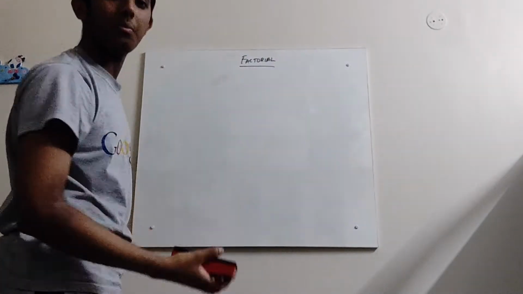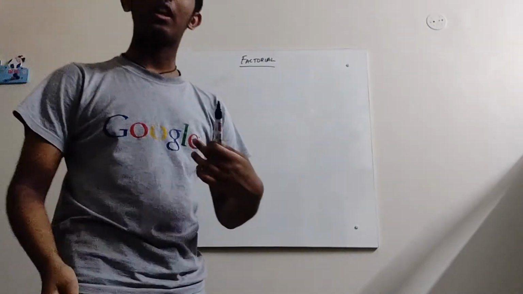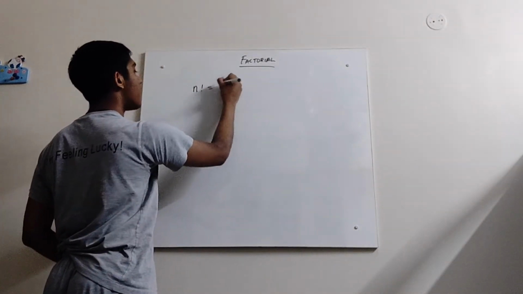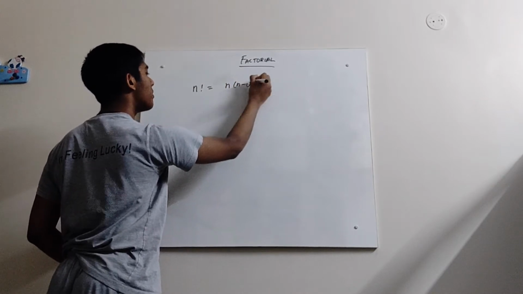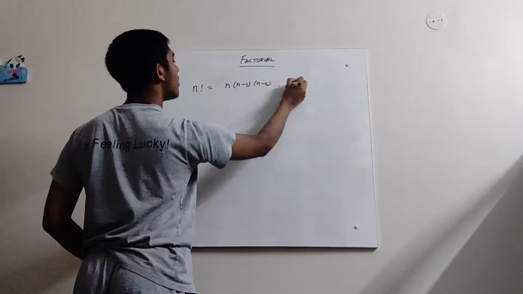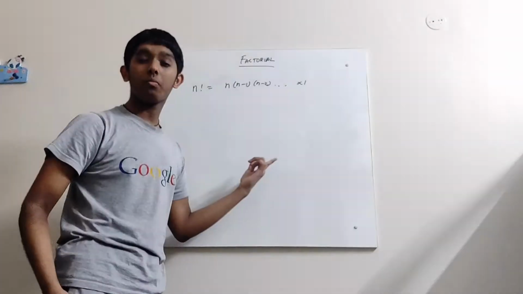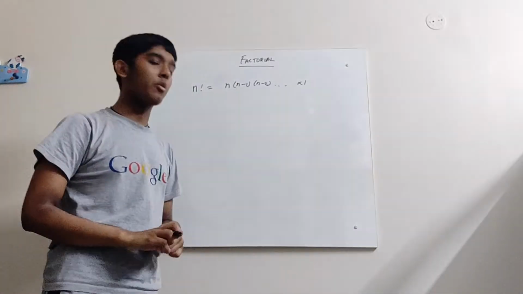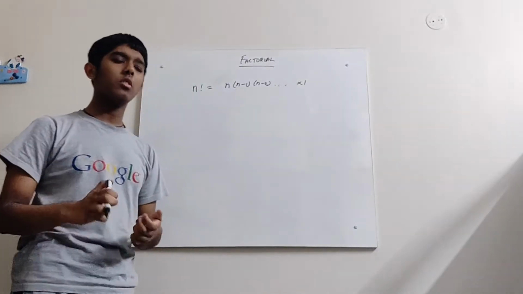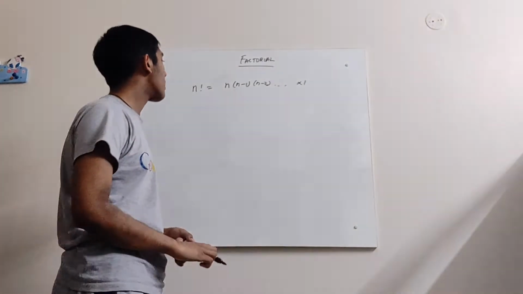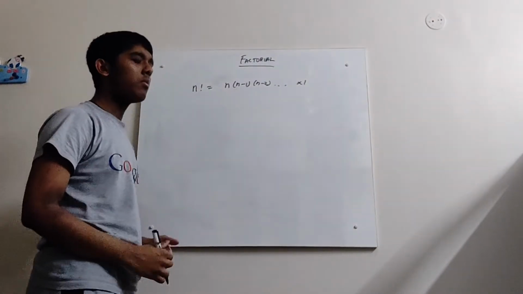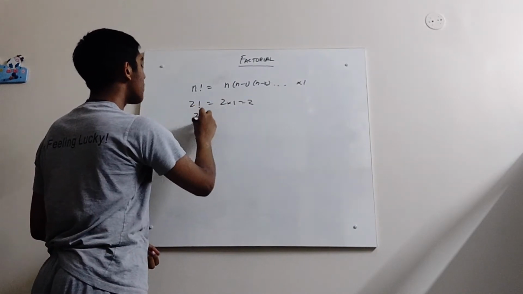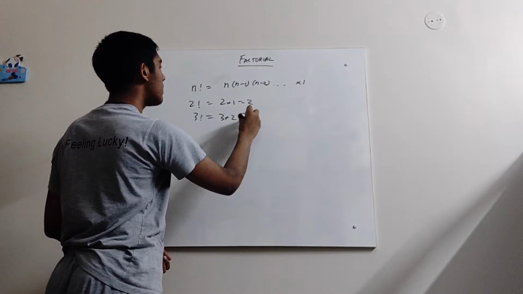Anyways, so what is the factorial function? And why do I like it so much, and why am I talking about it a lot? Well, n factorial is basically defined as n into n minus 1 into n minus 2 all the way up until 1. Alright, so we have this definition. A lot of you must have seen it time over time, like 2 factorial is equal to 2 into 1, which is equal to 2. 3 factorial is 3 into 2 into 1, which is equal to 6.